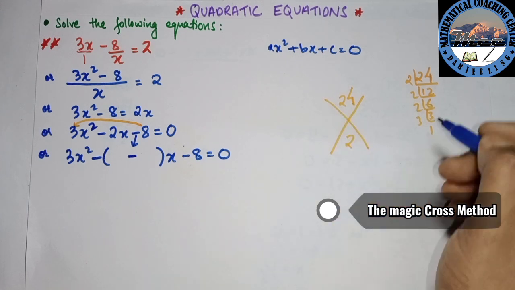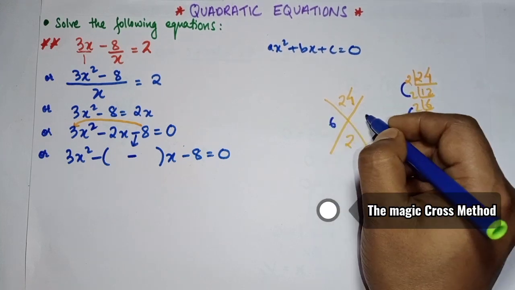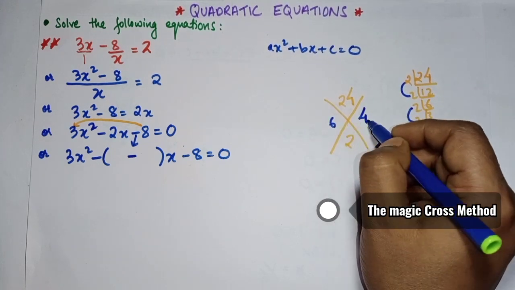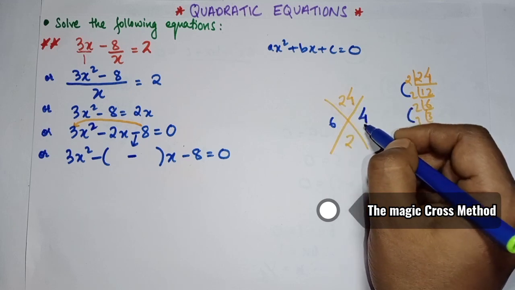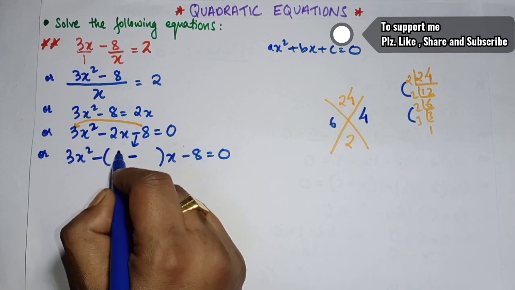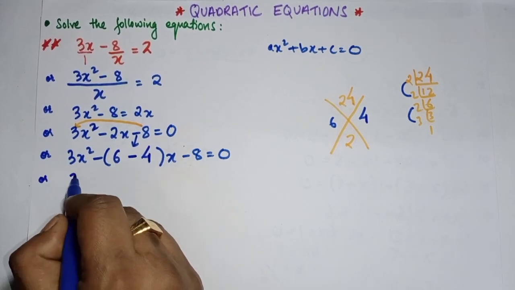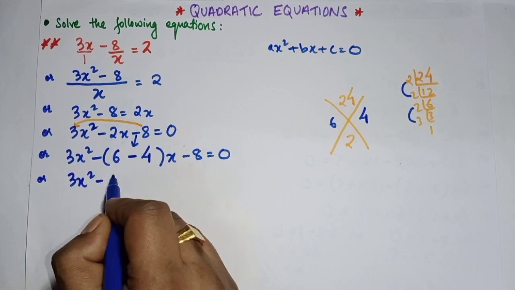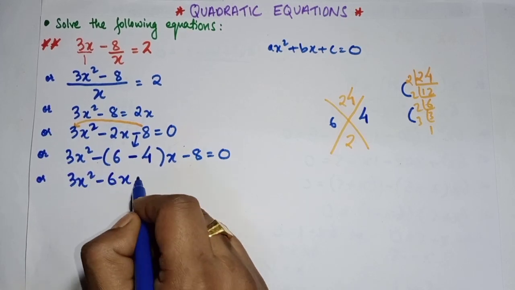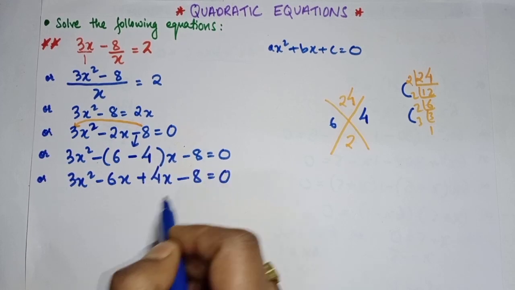So can you think of that number? 3 2s are 6, 2 2s are 4. 6 and 4. 6 4s are 24, 6 minus 4 is 2. Wow. So this is your magic cross method. I can write 6 and 4, always the bigger number in front. So what will be now? 3x square minus 6x plus 4x minus 8 equals to 0.